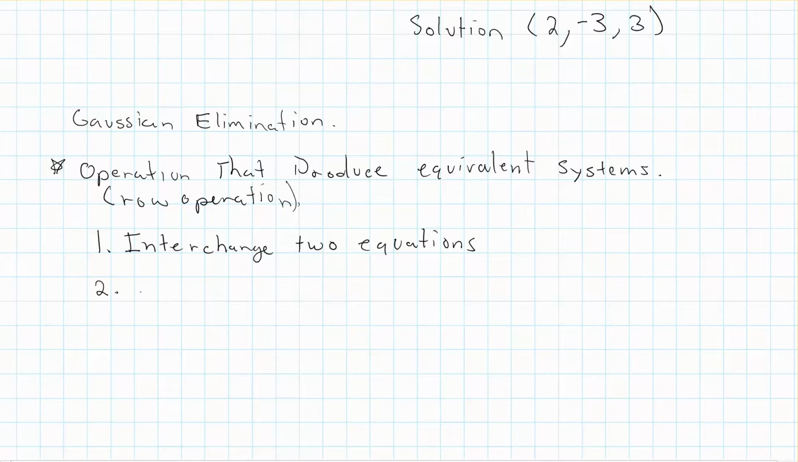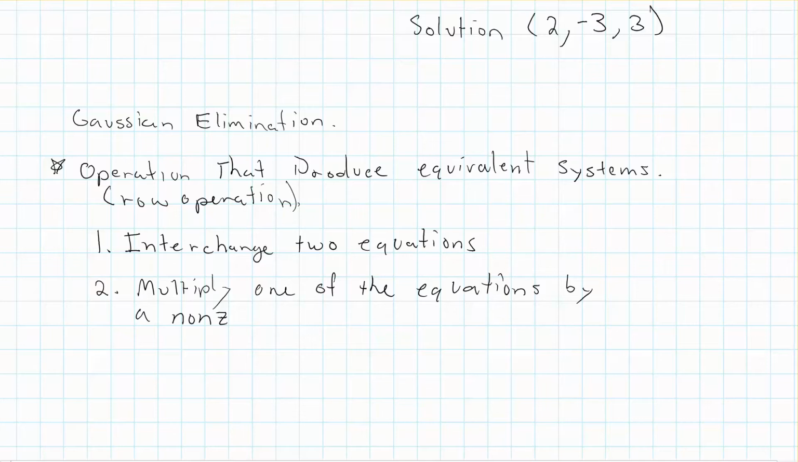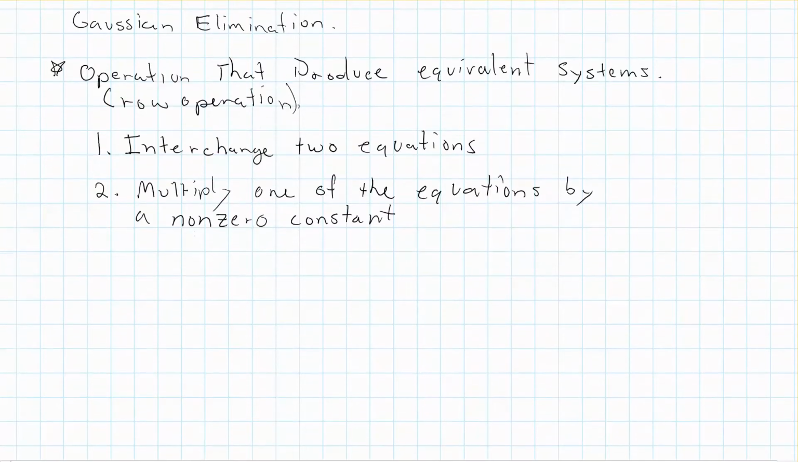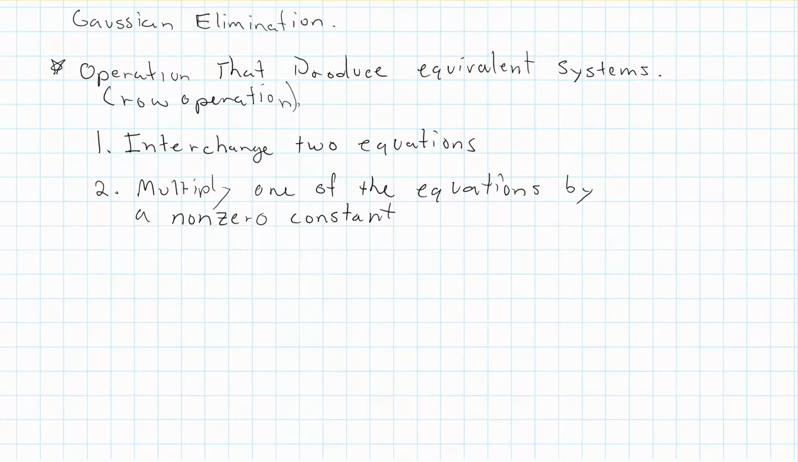The second thing is we can multiply one of the equations by a non-zero constant. Well, yeah, we kind of already know that. I can multiply both sides of an equation by a number, it doesn't change anything.